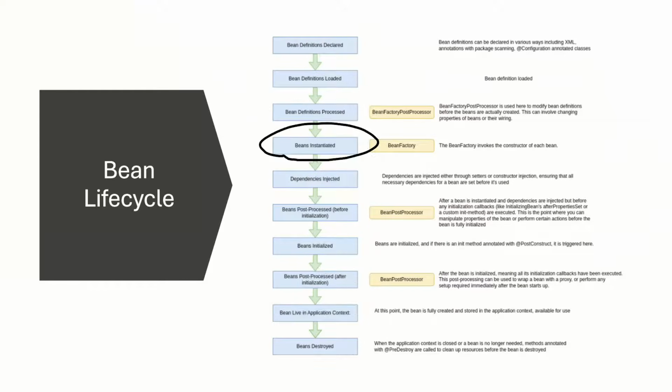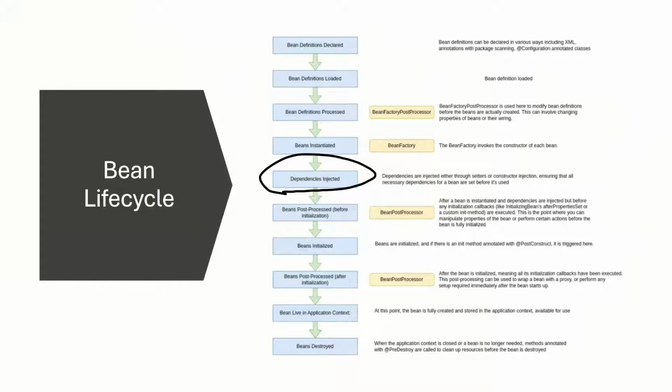Now we reach a crucial phase: beans instantiated. The Bean Factory kicks into high gear, creating bean instances using their constructors. It's like bringing the blueprints to life. Once beans are instantiated, we enter the dependencies injected phase. Spring injects required dependencies into the beans either through setter or constructor injection.